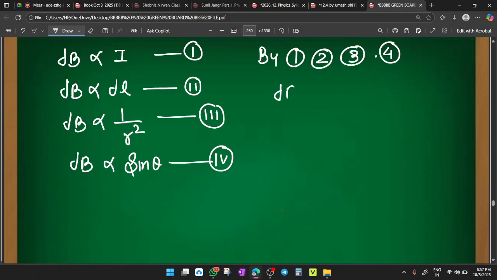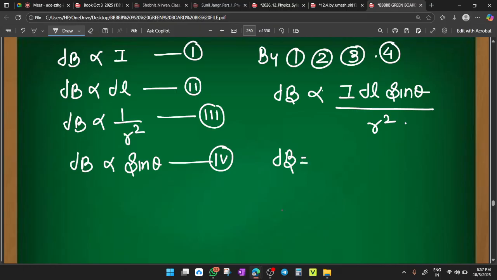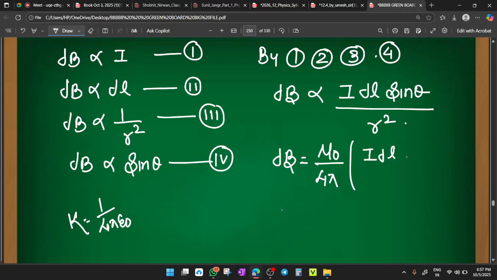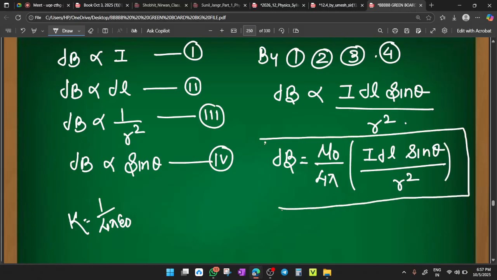If you merge them all, you will get dB is proportional to I dl sine theta divided by r square, right? So dB equals to proportionality sign. Eliminate the proportionality sign. Same as in electrostatics, you get a constant k that is equal to 1 by 4 pi epsilon naught. Here the value of the constant is always mu naught upon 4 pi. Okay, and I dl sine theta by r square. Okay, so this is the amount of magnetic field due to the differential length, due to the elemental length.